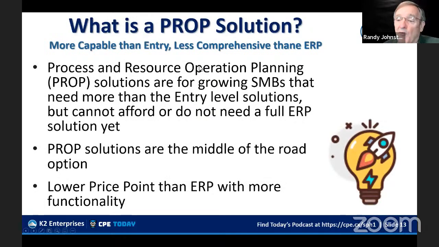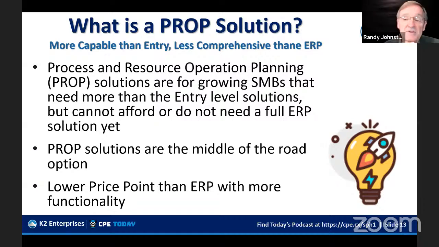So again, PROP, what is it? It is process and resource operation planning. We see these as solutions for small, medium businesses that need more than entry level or can't solve the problems that they have with entry level solutions plus a cluster or a group of add-ons. Now, again, we can teach you about each of those entry-level systems as well and many of the add-ons, but we find that for many businesses, buying everything in one from a single supplier makes more sense.